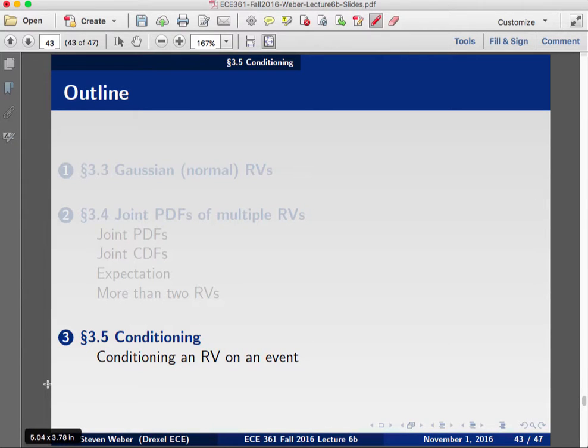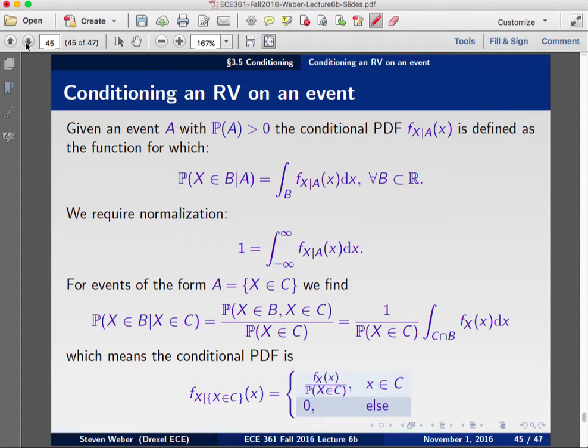In this third and final part of this lecture, we'll start on the material in section 3.5, Conditioning in Continuous Random Variables. We'll continue this section in the next lecture. So let's think back to the case of discrete random variables, where we talked about conditioning a discrete random variable on an event, and we'll see that the notion here is very similar.